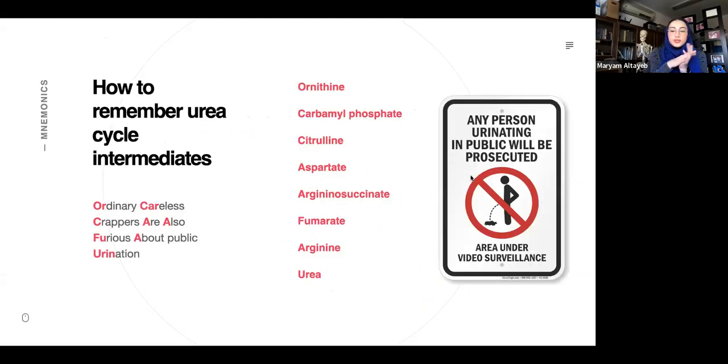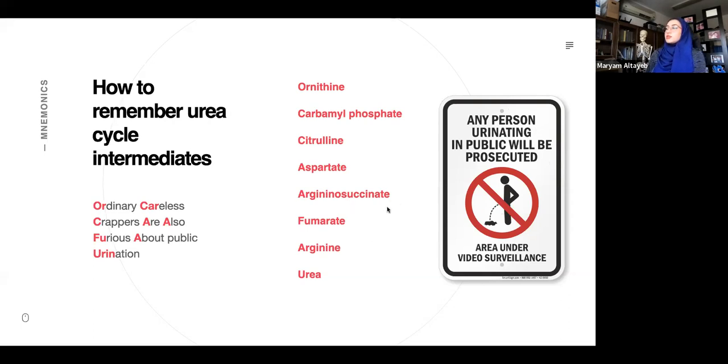First, I want you to take out a pen and paper or anything in front of you, even if you're going to write it on your phone, because I'm going to teach you two mnemonics that inshallah are going to help you remember all of the steps even before we start. I'm going to keep reiterating these throughout the whole talk. First we have the intermediates of the urea cycle. When we think of urea, we think of urine, right? Because that's excreted in our pee. So I want you to picture this: any person urinating in public will be prosecuted.